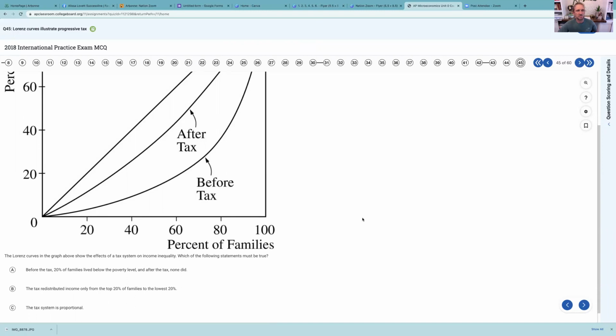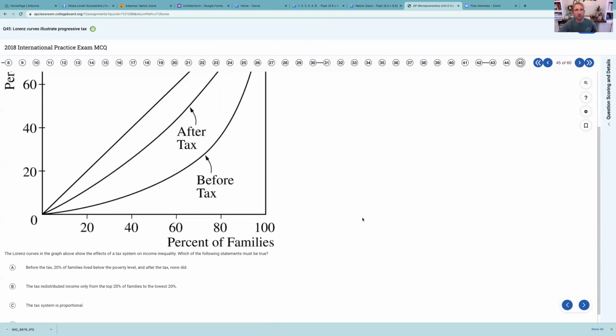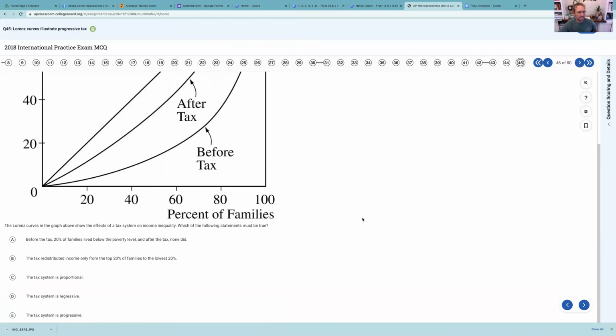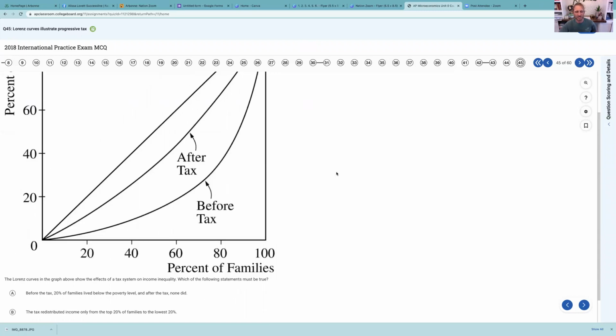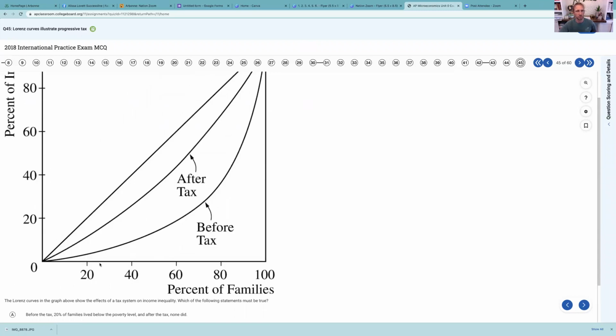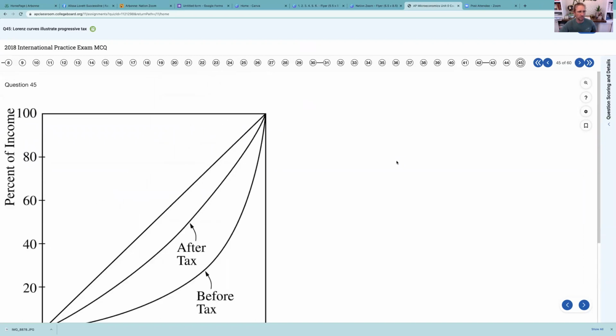C says the tax system is proportional. Nope, if it was proportional, there would be no change. We're all taxed the same percentage of our income. D says the tax system is regressive. That would be moving money from the bottom tier to the top tier. That's not what's happening here. And E says the tax system is progressive. This is our federal income tax system. This is the objective of a progressive tax system, to close this income distribution gap. So your answer for this question about the Lorenz curve, 45, is E.